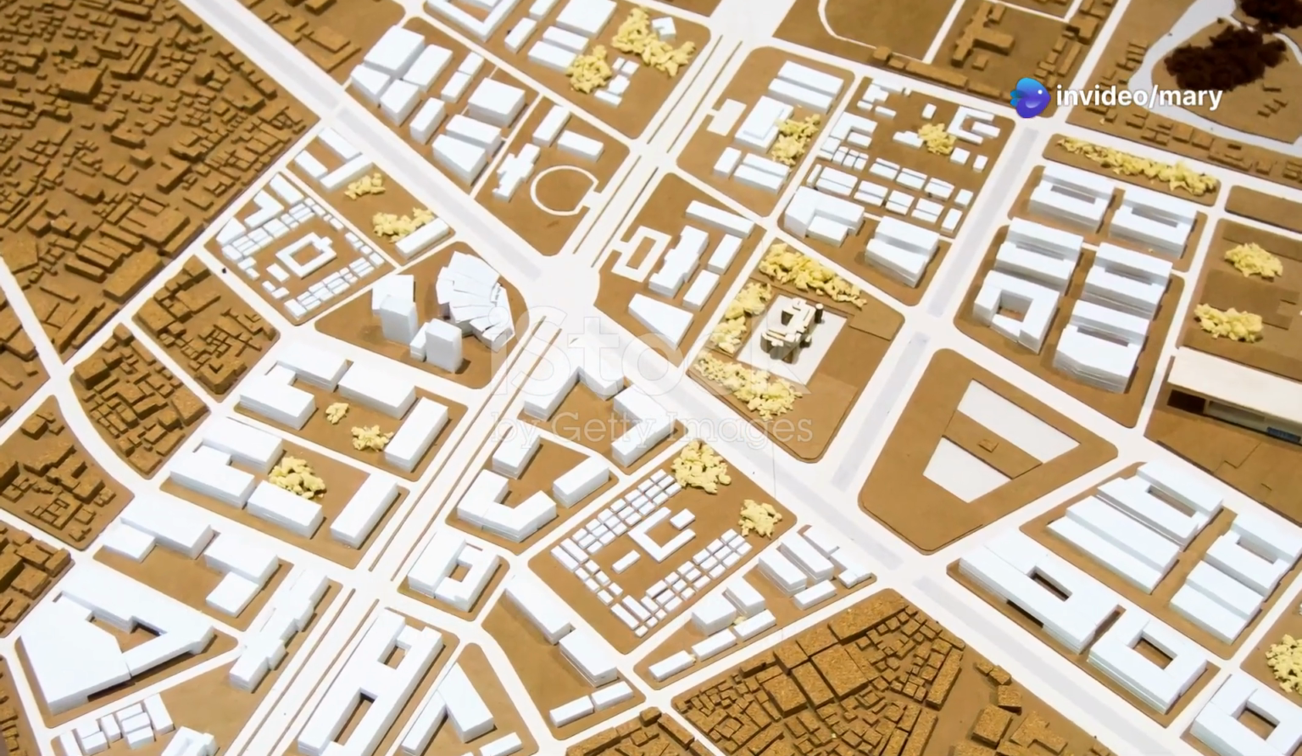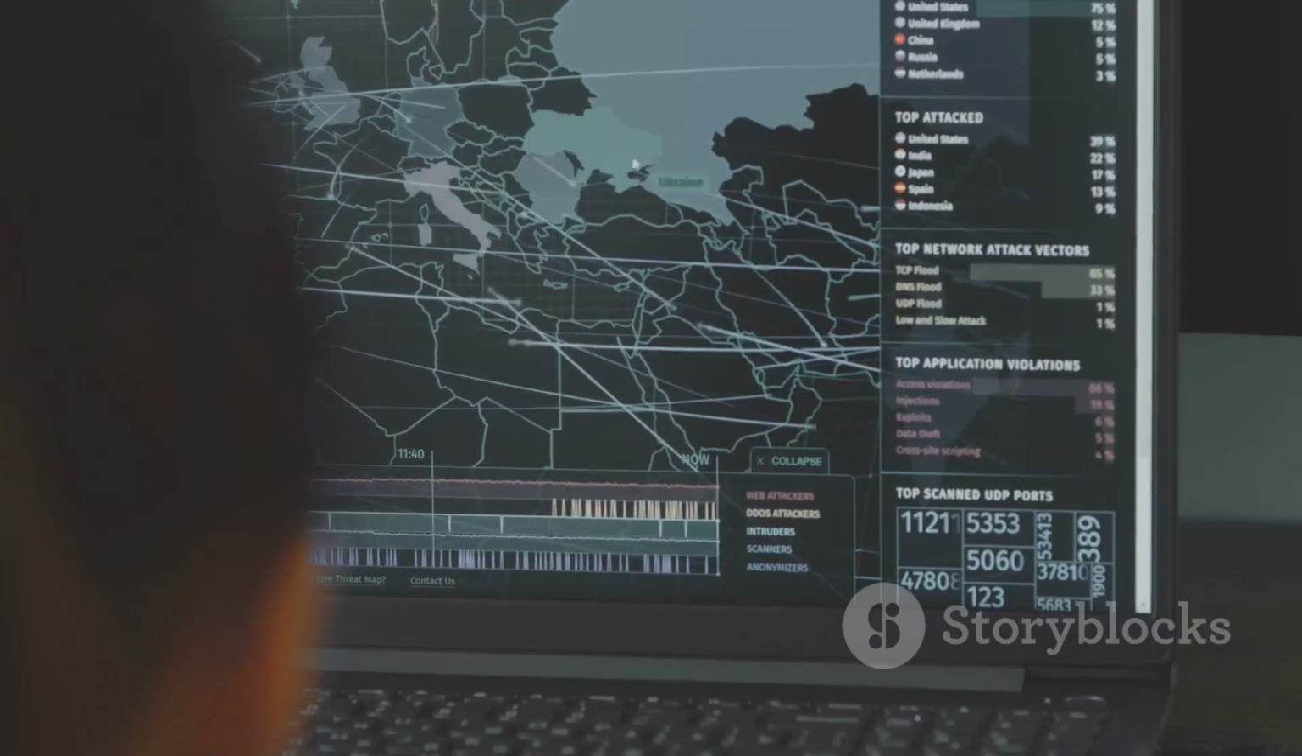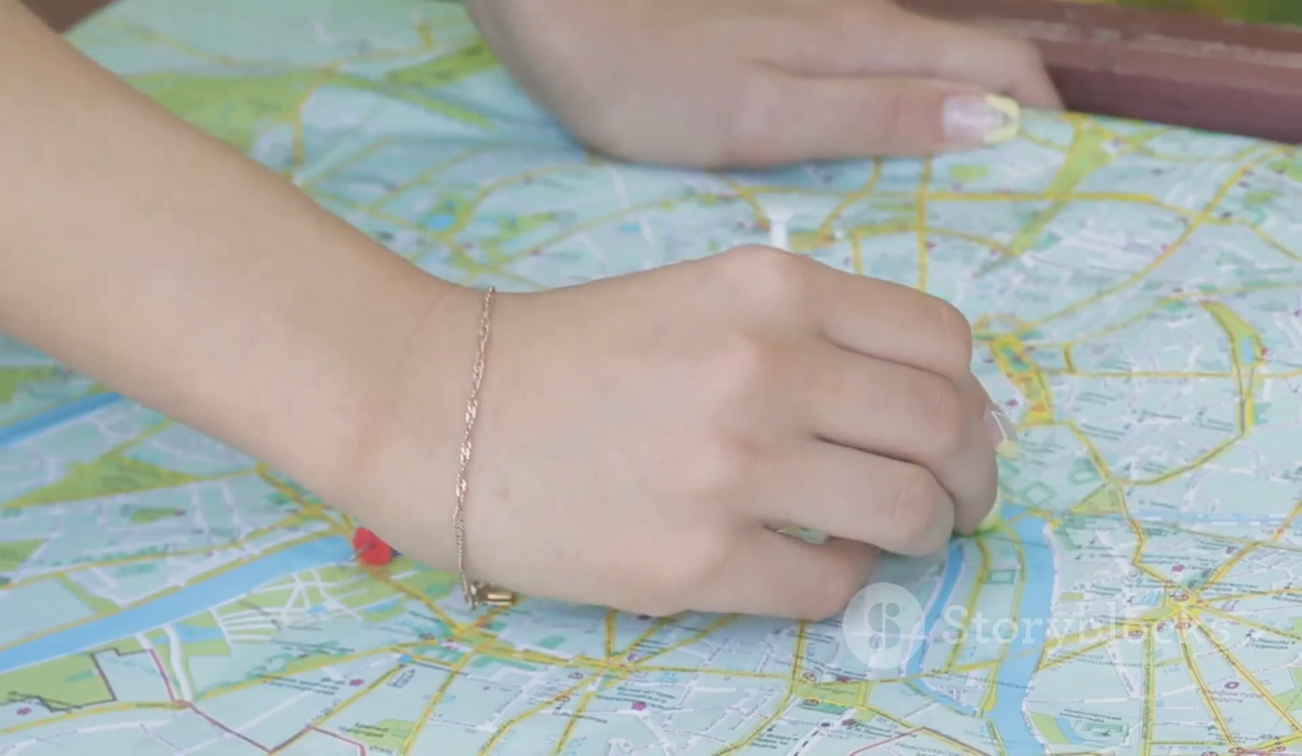Maps are powerful tools. They help us understand our world, but maps can't show everything. That's where map generalization comes in. It's like summarizing a long story. You keep the important parts and leave out the rest.